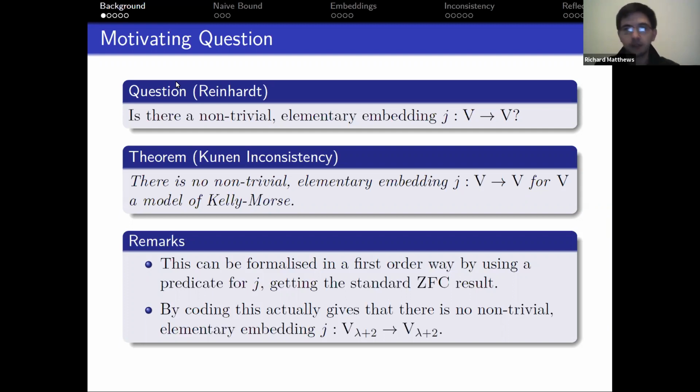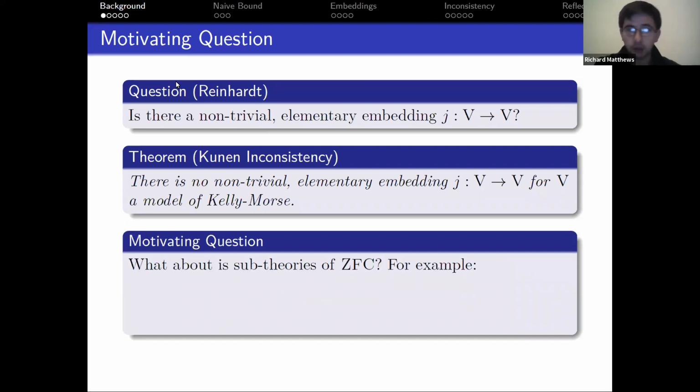If you actually look at the proof by Kunen, this gives that there is no non-trivial elementary embedding j from V_{λ+2} to V_{λ+2} for any ordinal λ. So to get to the question I want to talk about today: what happens if we look at a subtheory of ZFC? For example, what if we look at it without choice?